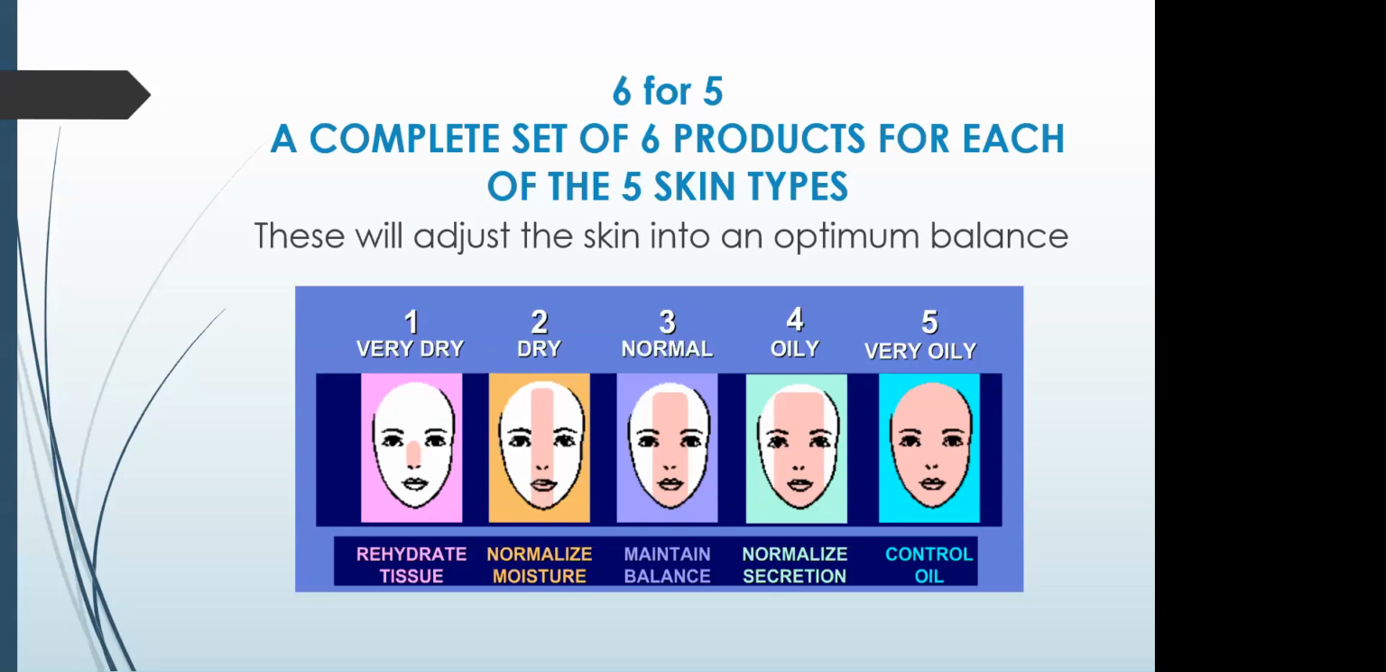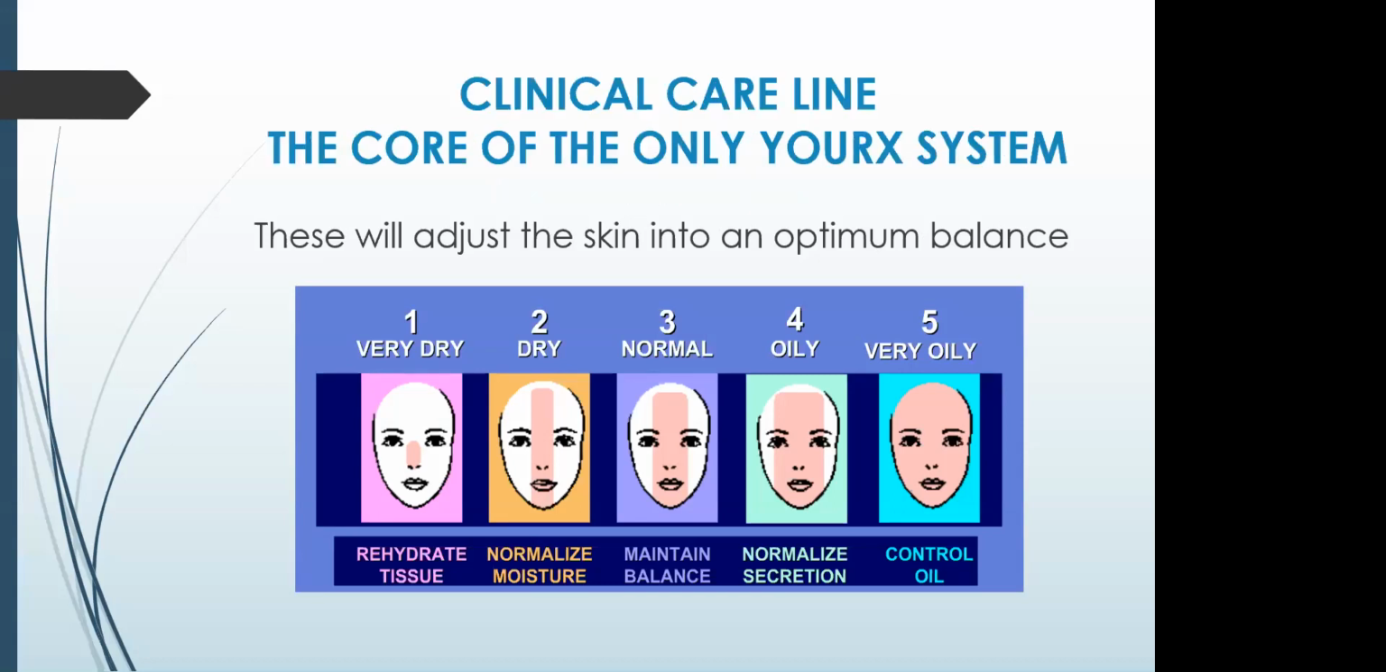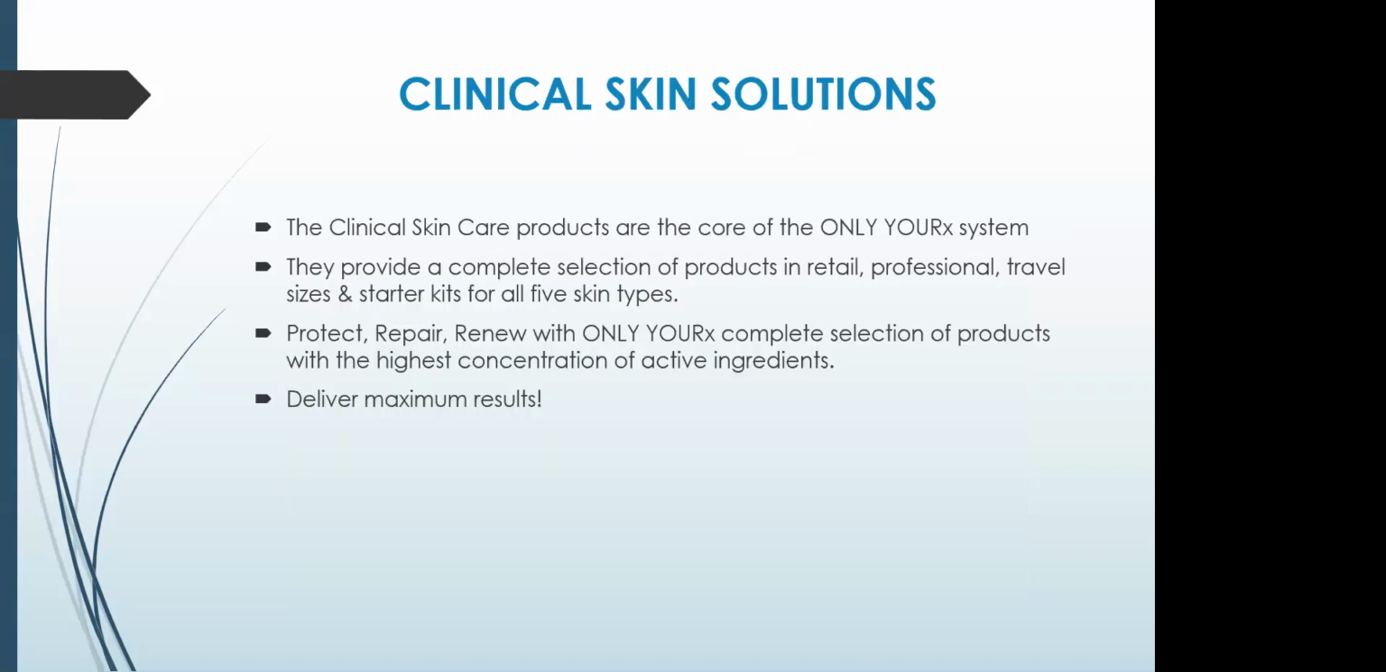So our clinical products were specifically formulated to meet the needs of each specific skin type. The clinical skincare products are the core of the Only Yours system and provide a complete selection of products in both retail and professional size. Our products contain the highest concentration of active ingredients from plant extracts, natural minerals, vitamins, and proteins that were specifically chosen to deliver superior results.